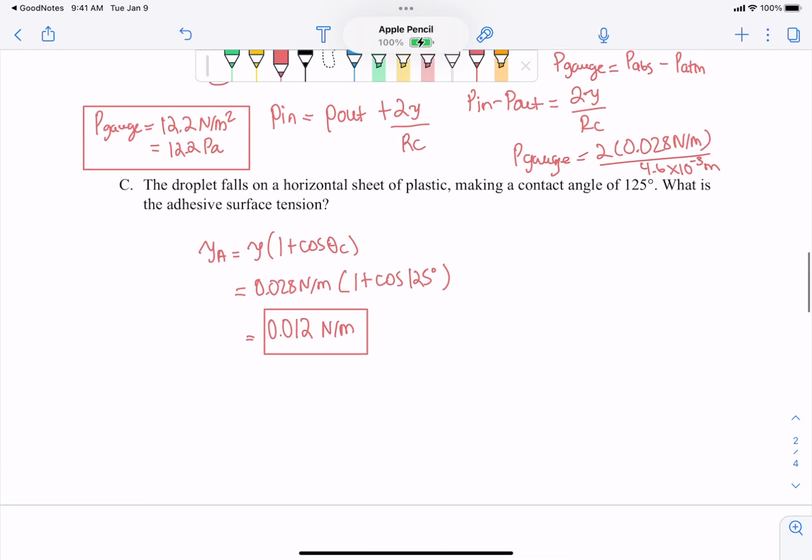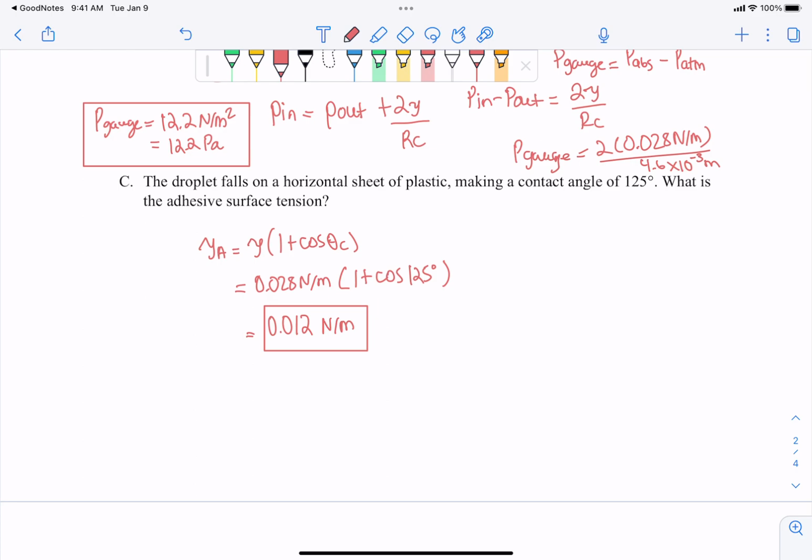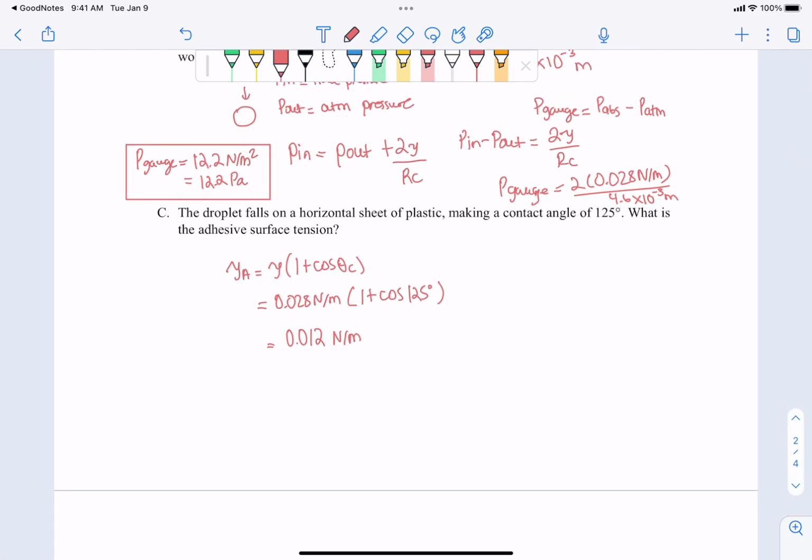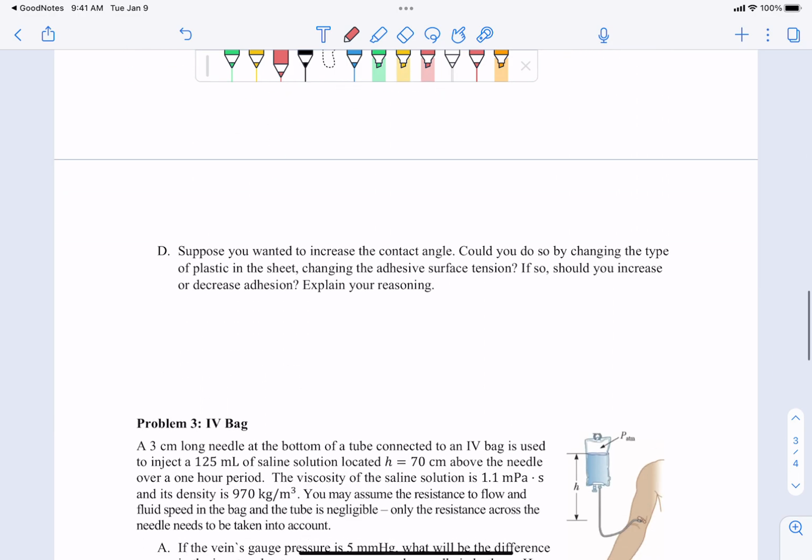This is a pretty simple plug and chug part. It's just asking for the adhesive surface tension, so you can relate that to your cohesive. Cohesive times 1 plus the cosine of the contact angle should give you your adhesive. All right. If there aren't any other concerns or questions about part C, we can probably move into part D.